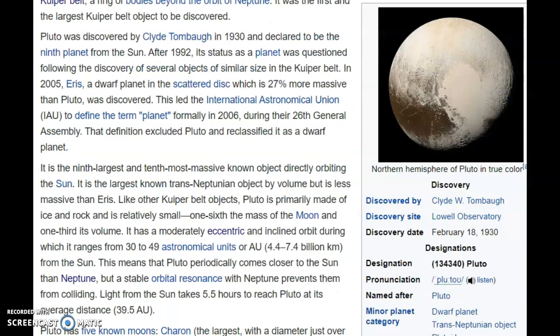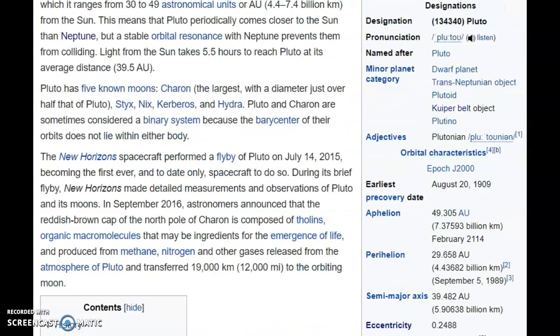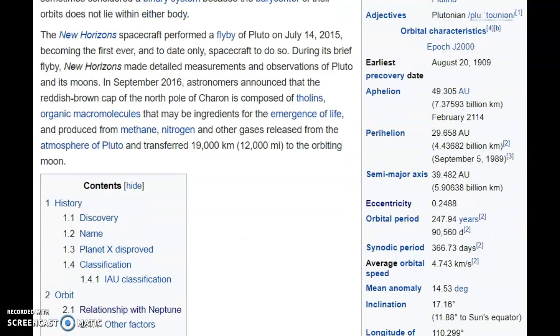So that's the best image of Pluto, actually. There was a spacecraft called New Horizons flying by about 4 years ago, and that took these images of Pluto. So now we know how the planet's surface looks.